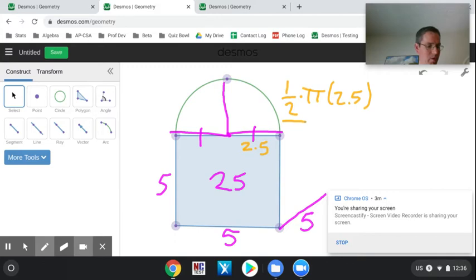I think when you were to do that, then you could just put this together and do 25 plus, in terms of pi, 1.25 pi. That's your area of the base. And then you could just multiply that by your height to get your volume for this figure. You could have also done the volume of the cube and then the volume of a half cylinder and added those together. That would have been an acceptable way to try that one as well.